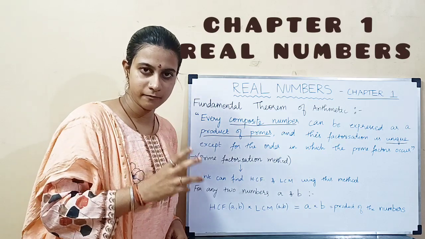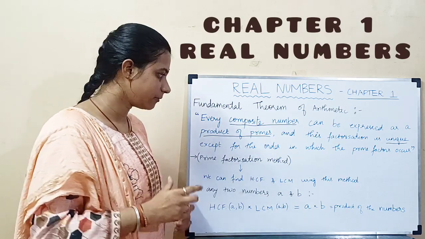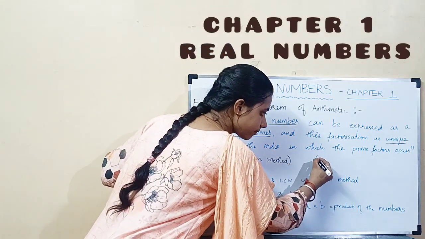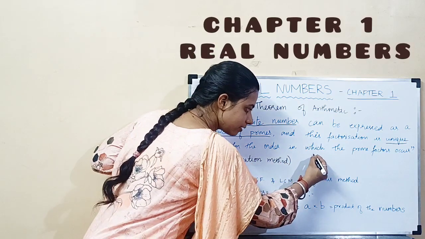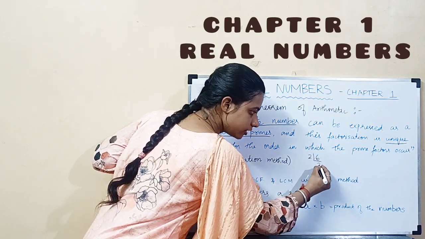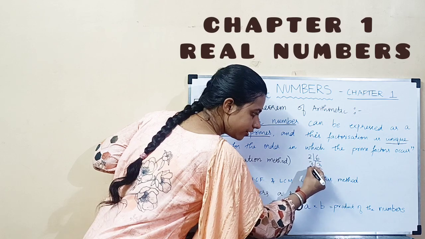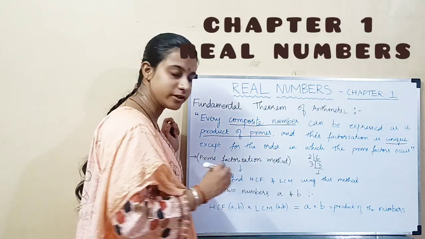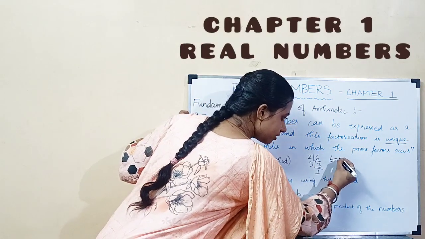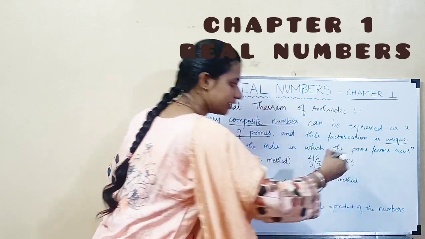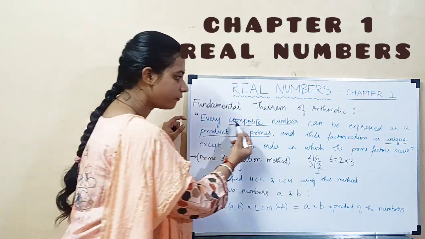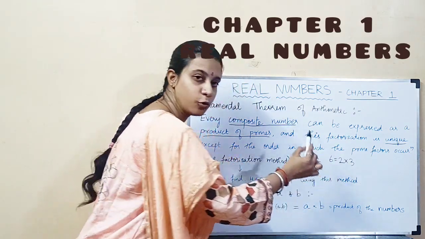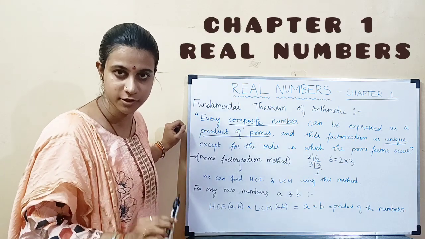We will perform the prime factorization method in the conventional way. For example, if we take 6, we can prime factorize it as 2 into 3 and 3 into 1. So, the composite number 6 can be expressed as 2 into 3. So, this is the first part. Every composite number can be expressed as a product of primes. We have expressed 6 as 2 into 3, where 2 and 3 are prime factors of 6.